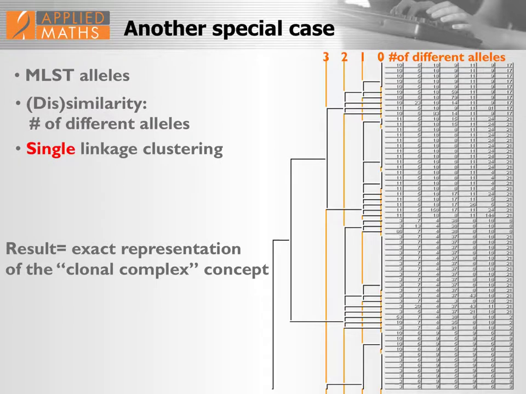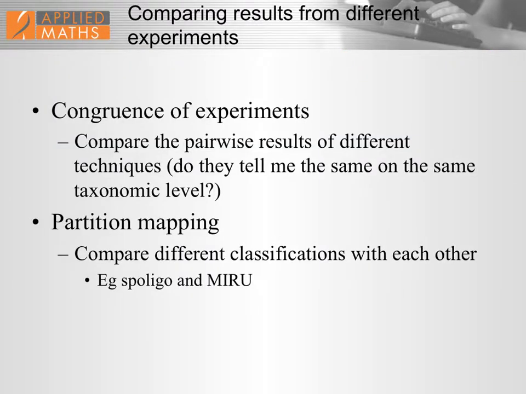For MLST, if you're looking at the alleles, so not at the concatenated sequence, but at the alleles, and you use single linkage, then the result is your exact representation of what the clonal complex should look like. So those were two other ways of looking at your data, which in an epi context can be more meaningful than, for example, always sticking to UPGMA and your DICE.